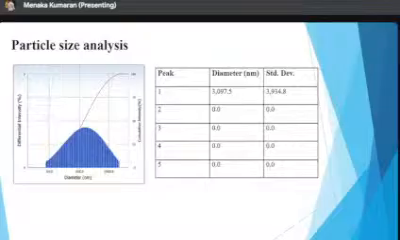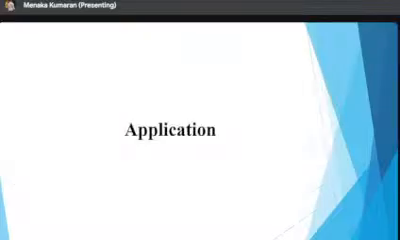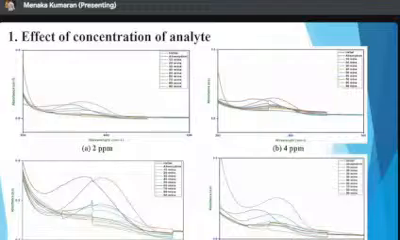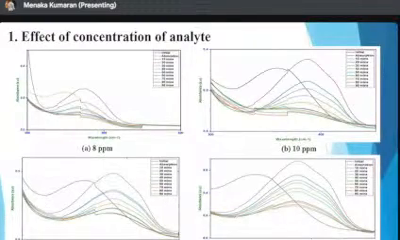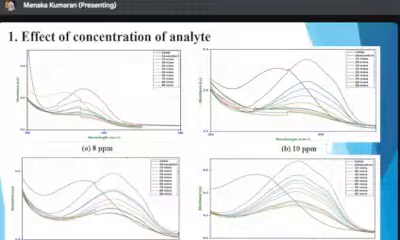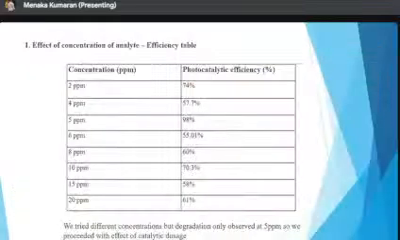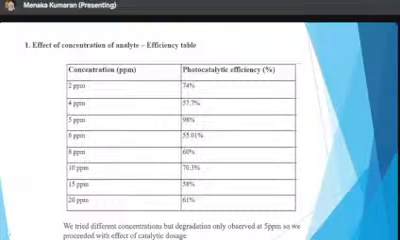Particle size represents the optimal concentration for the effective interaction between the analyte and the active site of the catalyst. At lower concentrations such as 2 ppm and 4 ppm, the number of analyte molecules is very low, so the interaction is very weak. Whereas at higher concentrations, such as 6 ppm to 20 ppm, the active sites become saturated and excessive analyte molecules remain unreacted. This is the efficiency table for the effect of concentration of analyte. We tried different concentrations, but degradation was only observed at 5 ppm. So we proceeded with the effect of catalytic dosage.